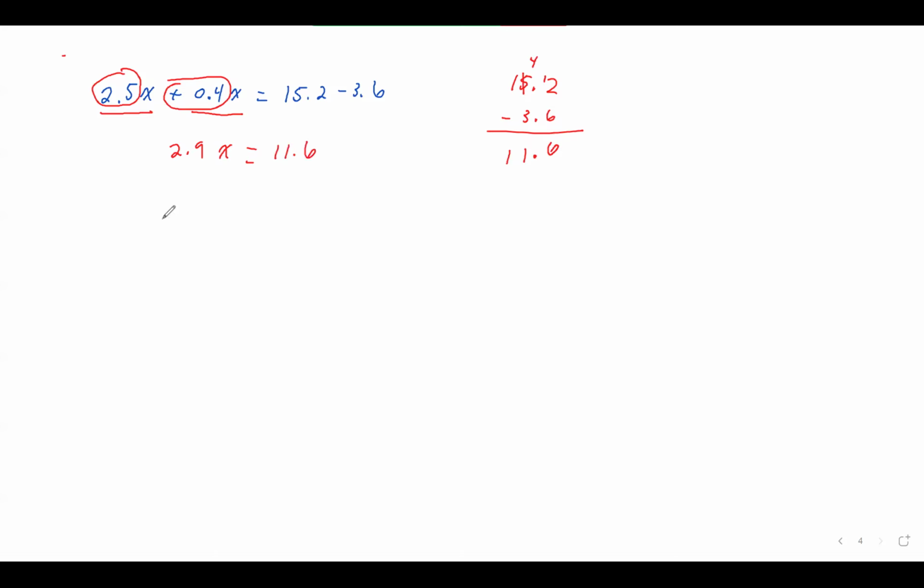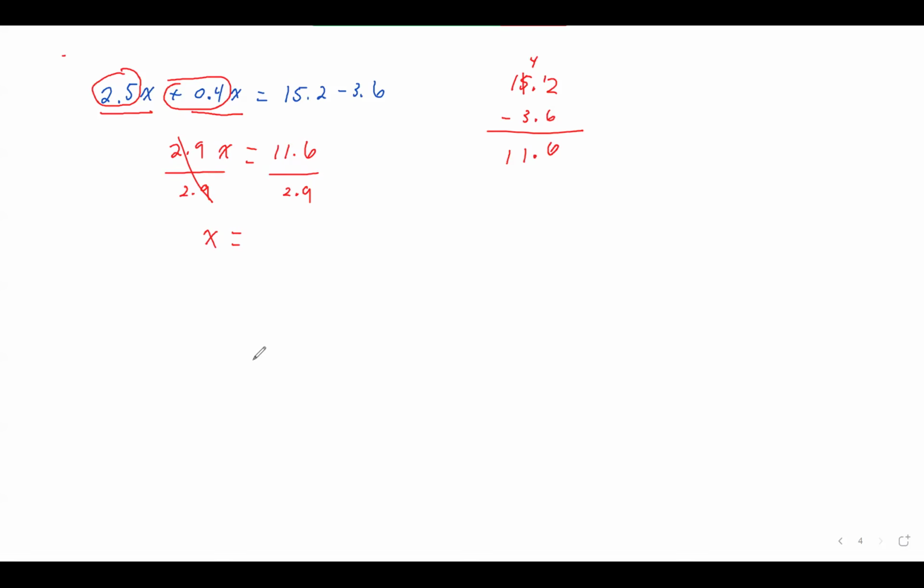So what do I need to do with this 2.9? Divide. A number next to a letter indicates multiplication, so I'm going to divide. And this is definitely where I'm using a calculator. However, this is kind of the same thing as 116 divided by 2.9.